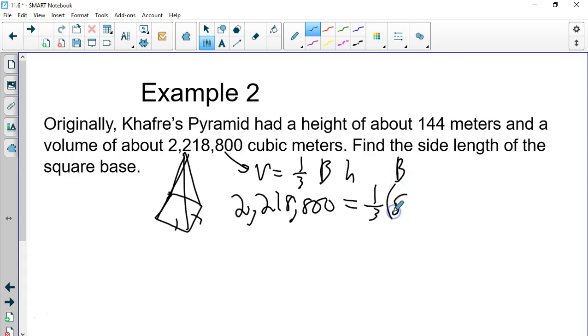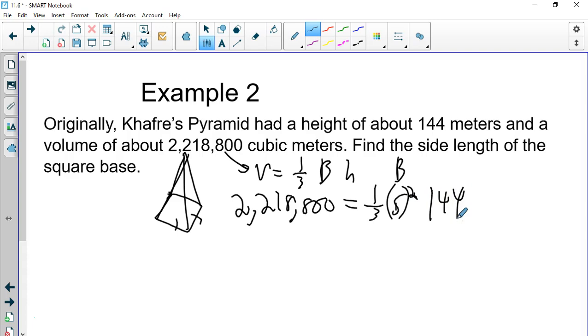But if you think about it, the base is just one side squared, right? So if one side was 3, it'd be 3 times 3, the area of the base would be 9. If it was 17, you take 17 times 17. This is one way to think about it. Remember, we're going to be doing square root, but we'll talk about both ways. And then the height we know is 144.